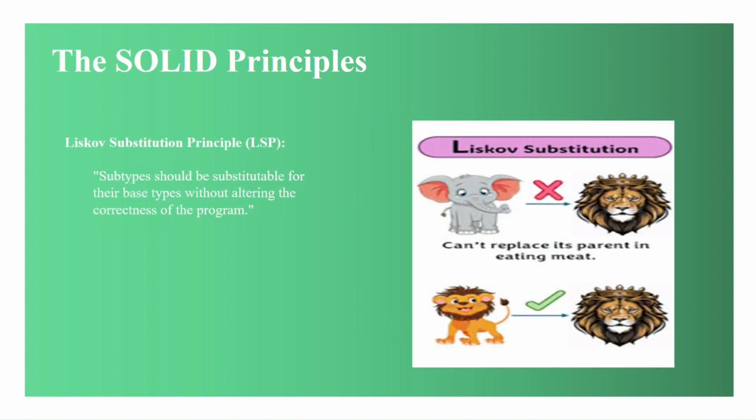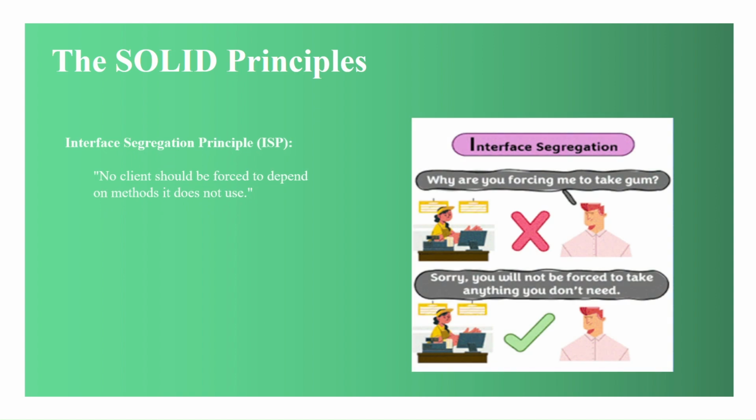Liskov substitution principle. Subtypes should be substitutable for their base types without altering the correctness of the program. If you have a general notification class, any subclass like email notification or SMS notification should work seamlessly in its place without causing errors.